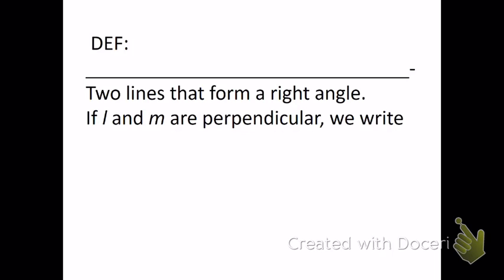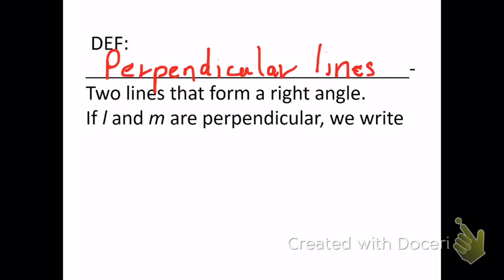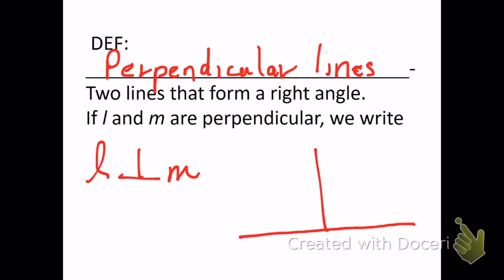Definition. Perpendicular lines are two lines that form a right angle. If L and M are perpendicular, we write L perpendicular to M, and that would look like a picture of that. We can call this line L, this line M. Okay, you put a little box where we have perpendicular lines.